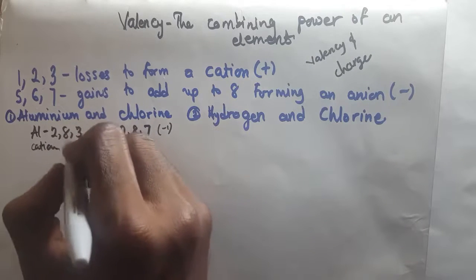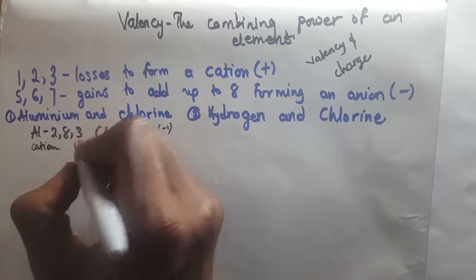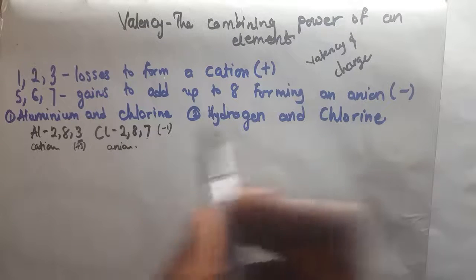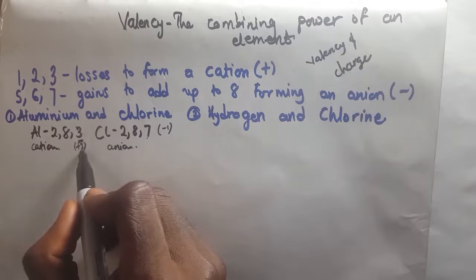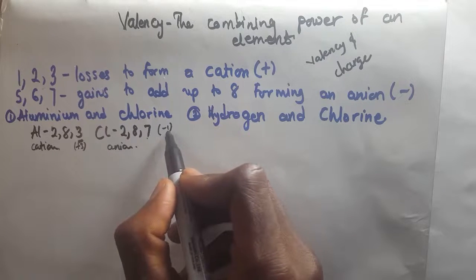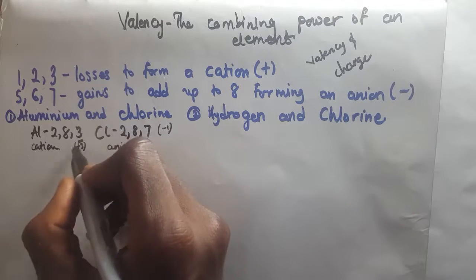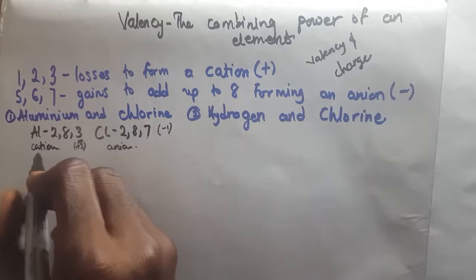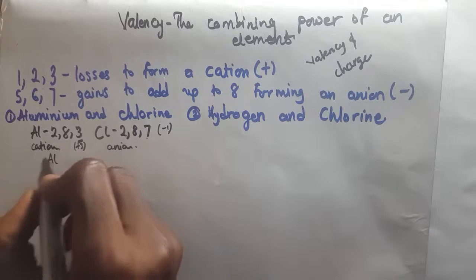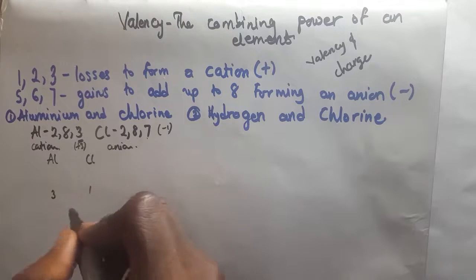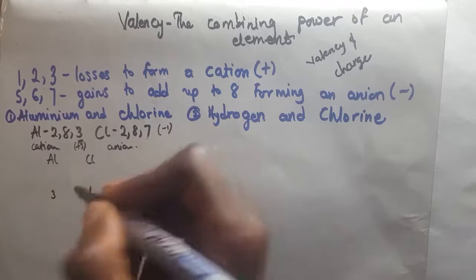And aluminium is going to have a charge of +3. Why? Because it's going to lose the 3. Once you know the valency, you know the charge. Once you know the charge, you know the valency. So once the charge is +3, the valency is 3. Chlorine as well: once the charge is -1, the valency is 1. So valency does not focus on the positive or negative charge. Valency just focuses on the number. So the valency of aluminium is 3, so Al is 3. Cl, the valency is 1. Since we know this, we can write a compound.